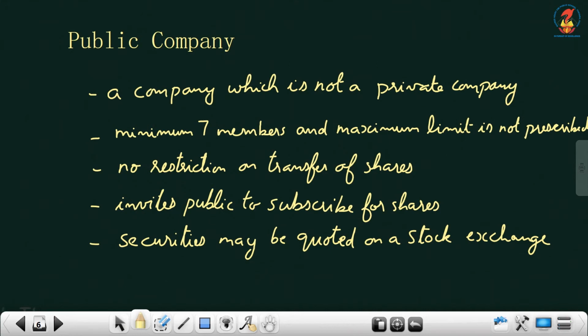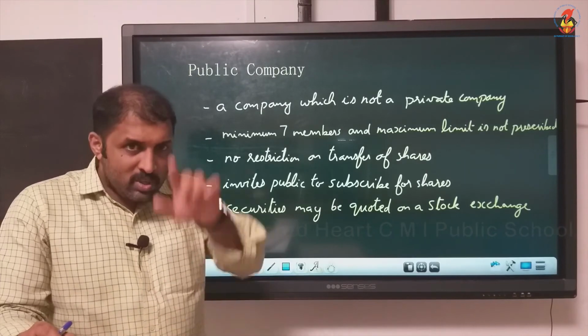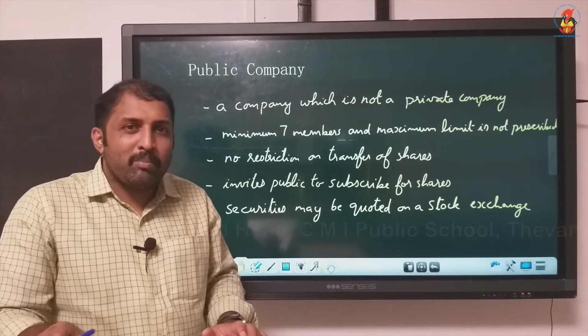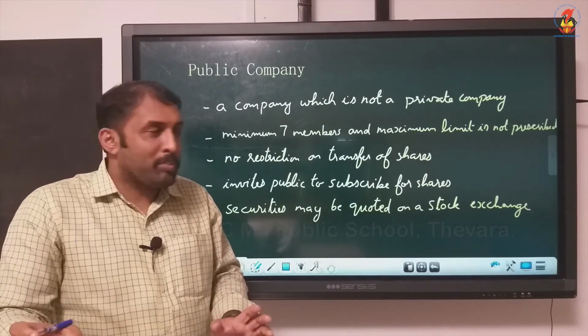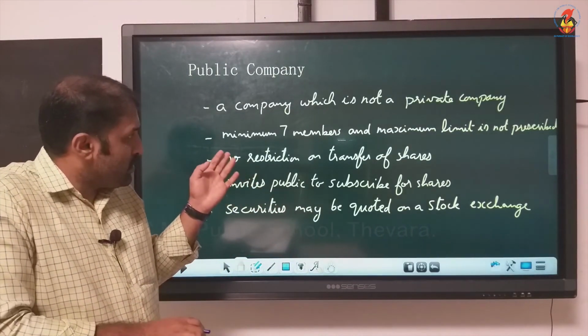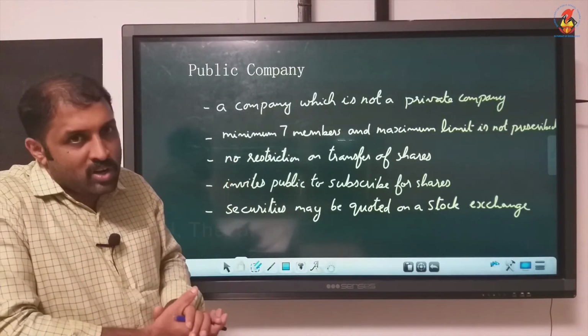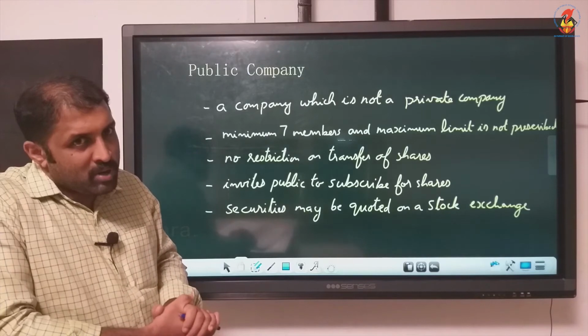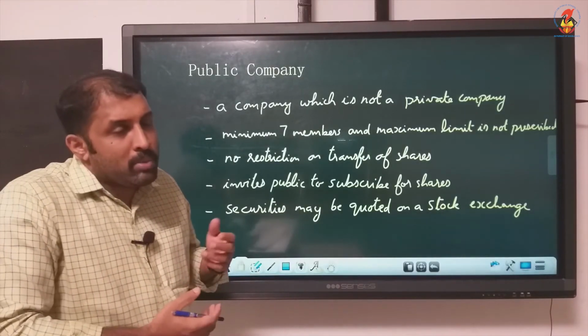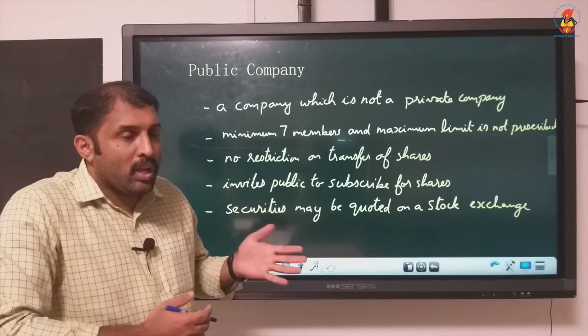What is a public company? A public company is a company which is not a private company. We have already seen what makes a company a private company. So a company which is not a private company is a public company. For better understanding, we'll look into the rest of the details. We have already said that the minimum number is 7 members, and the maximum limit is not prescribed. The number of members required to start a public company is 7 and the maximum can be any number.